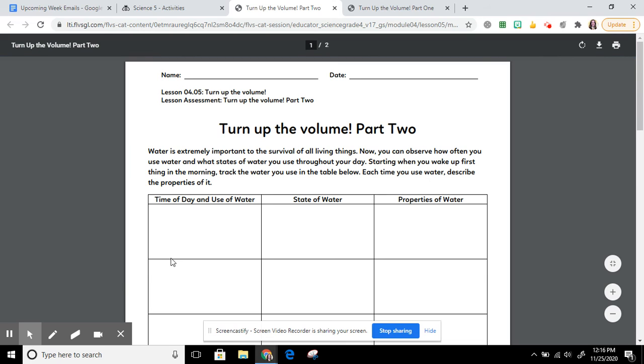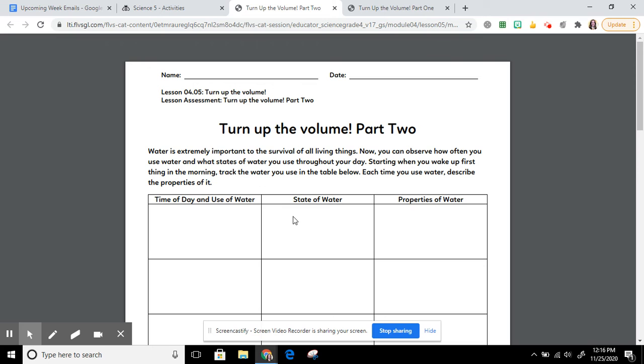you are going to track water as you go through your day. So it says water is extremely important to the survival of all living things. Now you can observe how often you use water and what states of water you use throughout your day. Starting when you first wake up, first thing in the morning, track the water you use in the table below. Each time you use water, describe the properties of it.